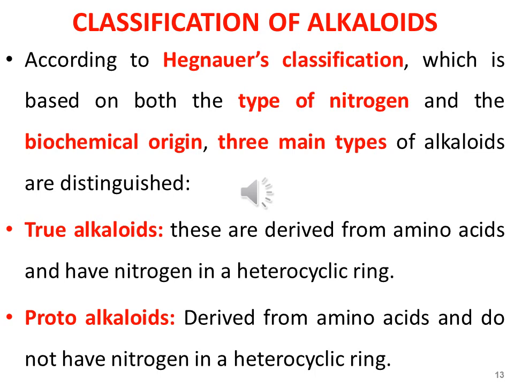Hegnauer classified the alkaloids into three main types. According to Hegnauer's classification, which is based on both the type of the nitrogen and the biochemical origin, the alkaloids can be classified into three classes, namely true alkaloids, proto-alkaloids, and pseudo-alkaloids. True alkaloids are those alkaloids which are derived from the amino acids and have nitrogen in a heterocyclic ring. Examples of true alkaloids are atropine and morphine. So any alkaloid that is derived from an amino acid and possesses a heterocyclic nitrogen, that is nitrogen in a ring, is classified as a true alkaloid according to Hegnauer's classification method.